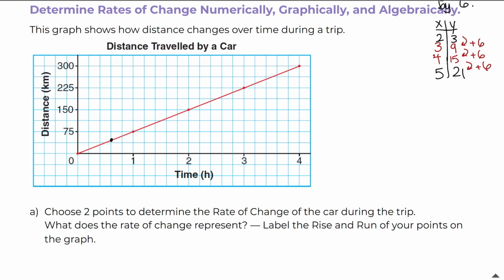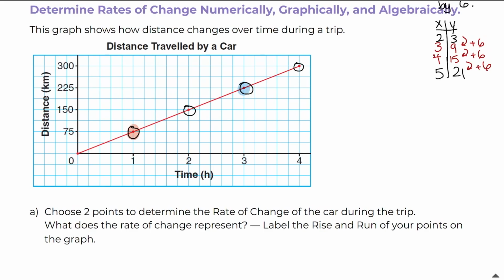So you want to choose points that fall nicely on the graph as much as possible, where there's an intersection between your lines, okay? So here we could use this point, this point, this point, this point. These are all nice, easy points that we can use, okay? So I'm just going to randomly choose 2 points to use. So I will use this point right here, and I will use this point right here. It does not matter which point you choose to use, as long as they're nice points on the graph, okay?